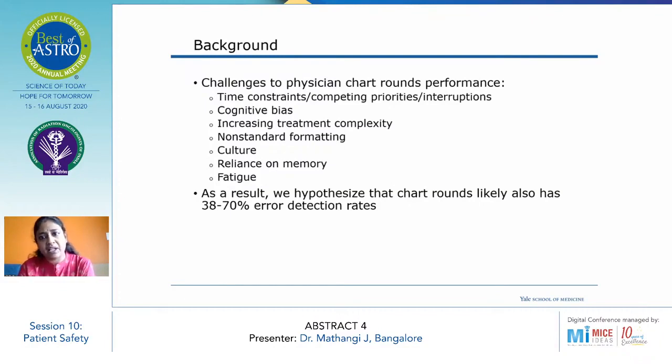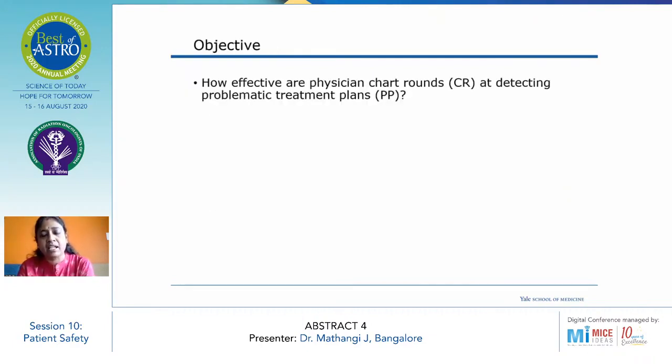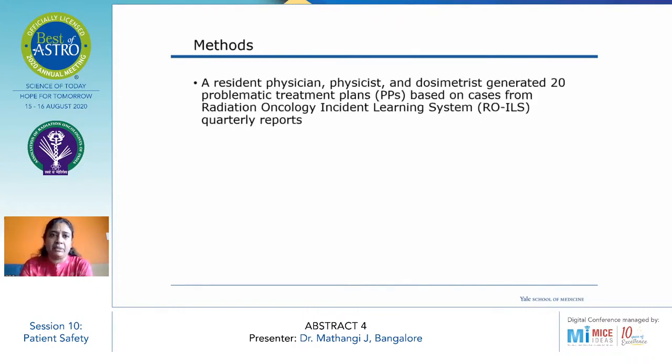So as a result, chart rounds likely also have only a 40 to 70% error detection rate, and it is not a foolproof technique. So the objective here is to find out, if we intentionally put in some problematic plans, how much does the chart round really detect these things. So what were the actual factors that were affecting the PP detection methods?